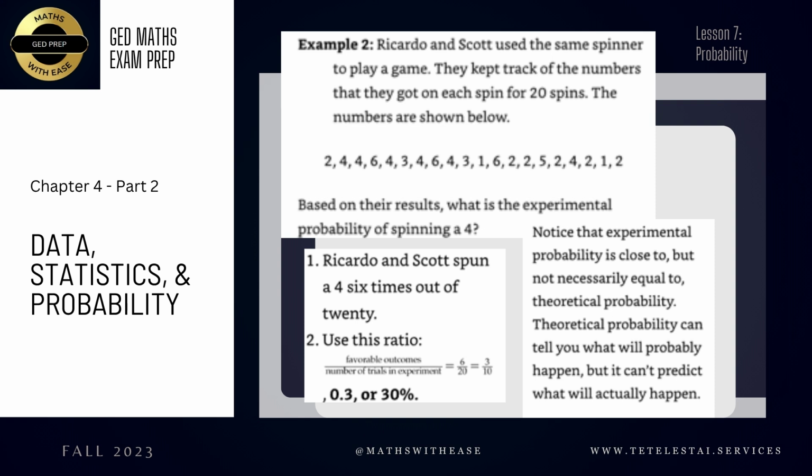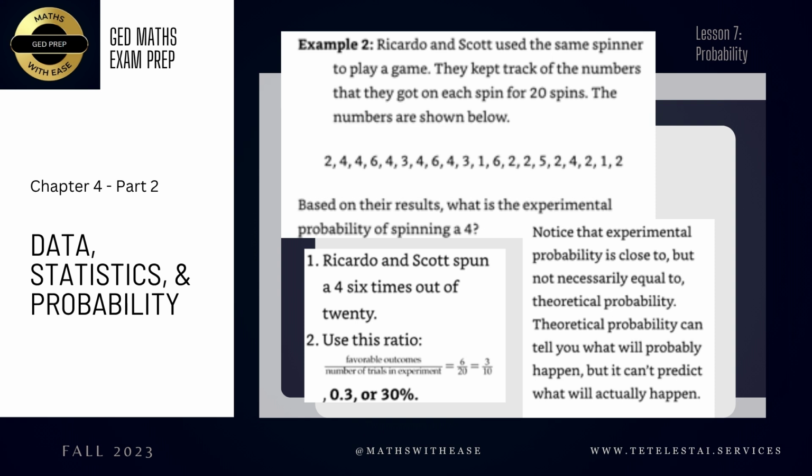Well, you would simply go back to your list of numbers and count the number of times that 4 occurs. So here's 1 4 on the second spin. Here's another one on the third spin. So that's 2 so far. 3, 4, 5. And here we have 6. So we have a total of 6 4s.